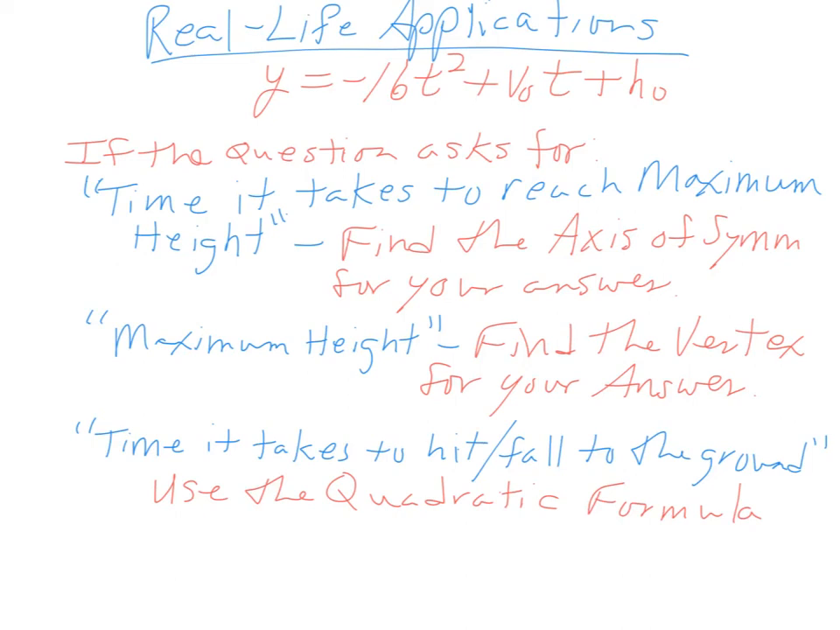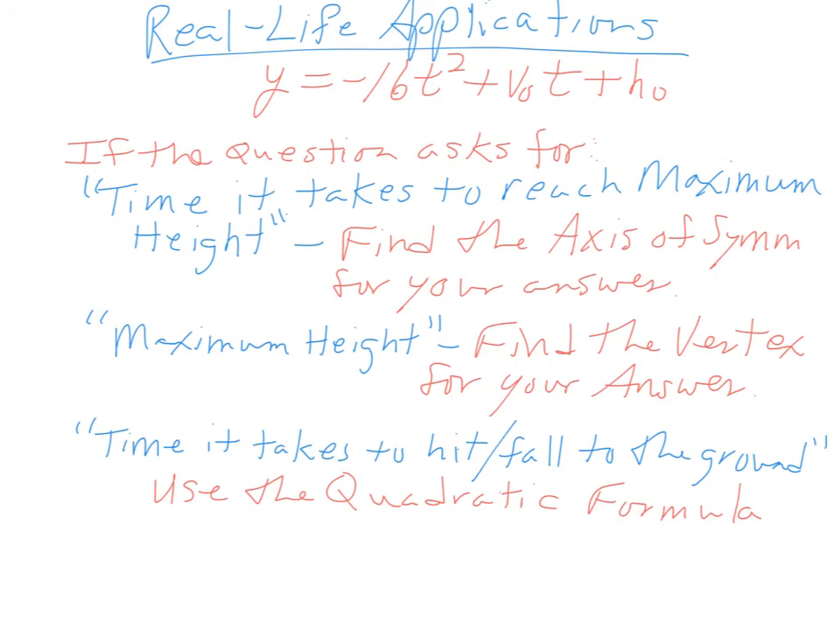So if the question asks for the time it takes to reach maximum height, time meaning when does it do it, then you're going to use the axis of symmetry, use that formula to find your answer, and that'll be your answer. If the question says what is the maximum height that it reaches, or what is the maximum height, then you're going to find the vertex for your answer. So to find the vertex, you know from the past problems we've done, you have to find the axis of symmetry first, use that answer, put it in your equation, solve it, and that gives you your vertex.